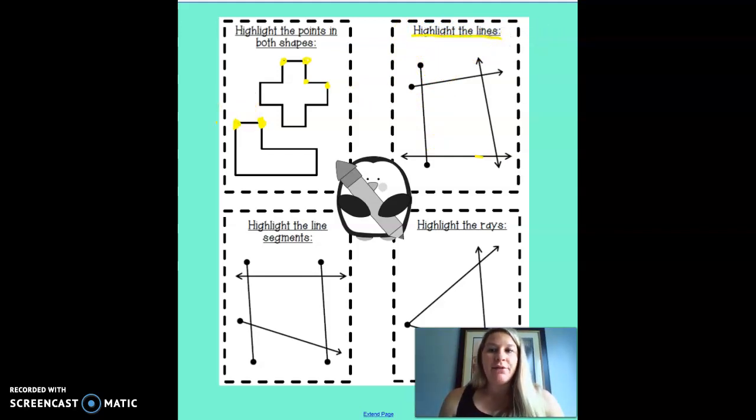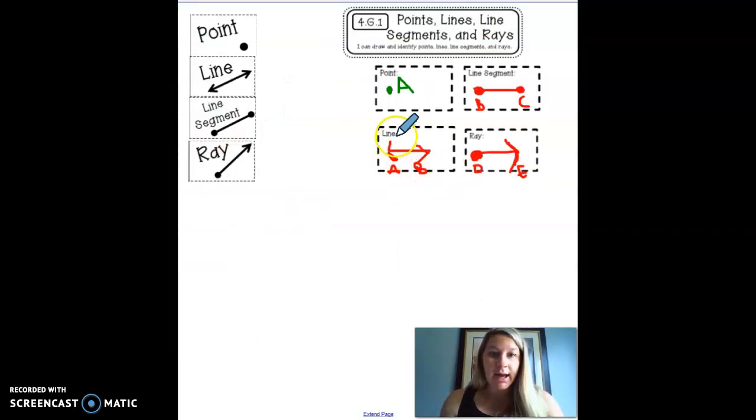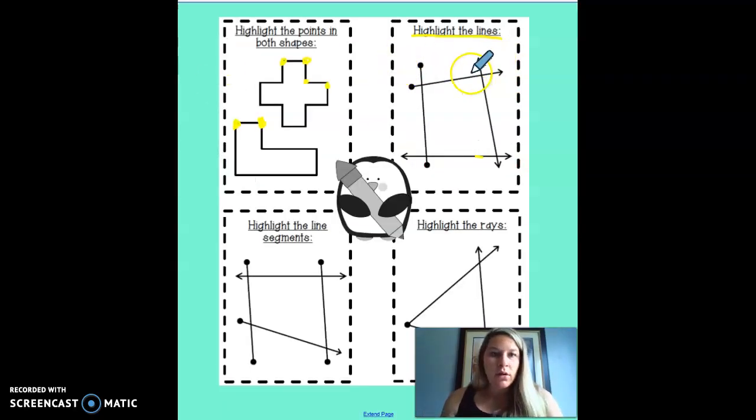This says highlight the lines. Now, if you go back to the first slide, a line has two arrows at the end. So, let's look. Does that have two arrows at the end? No. Oh, look here. That has an arrow here, but it doesn't have one there. What about here? Here is one that has an arrow on both ends. So that means it's going in both directions for a line. Okay, that is a line. Now pause the video and see if you can find the other line.